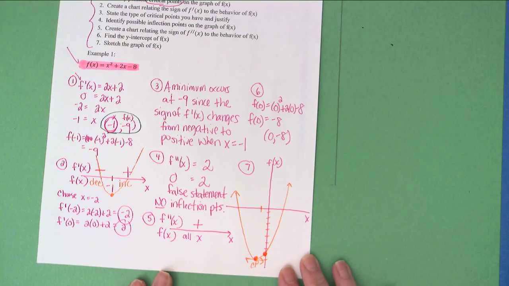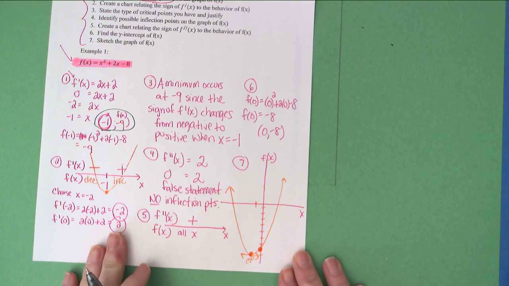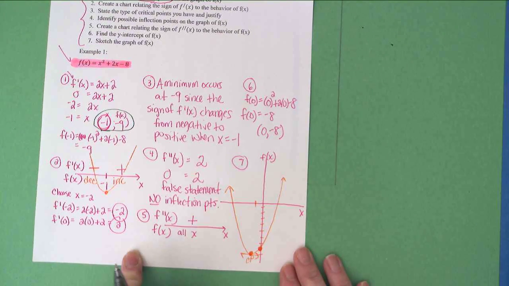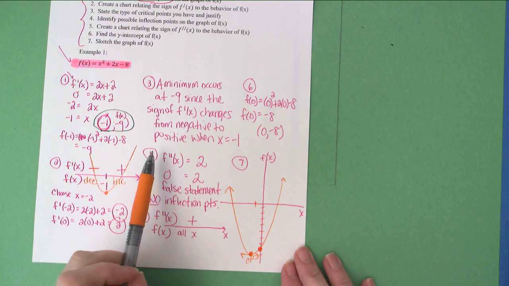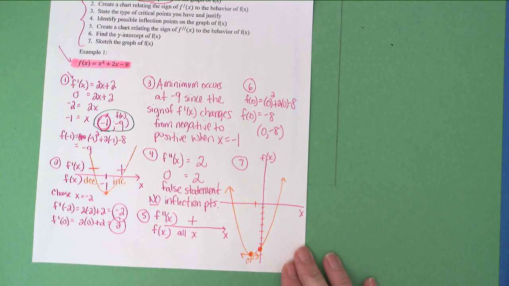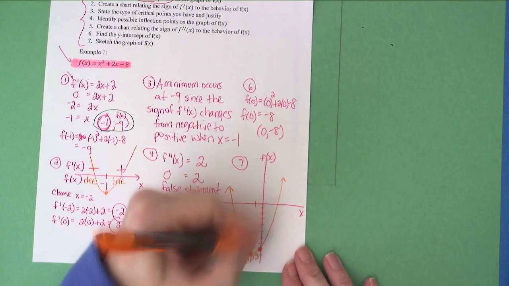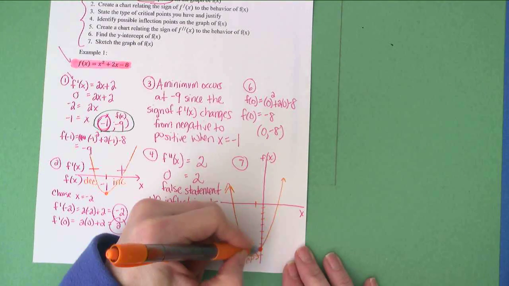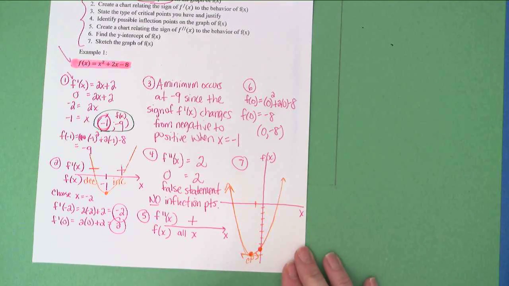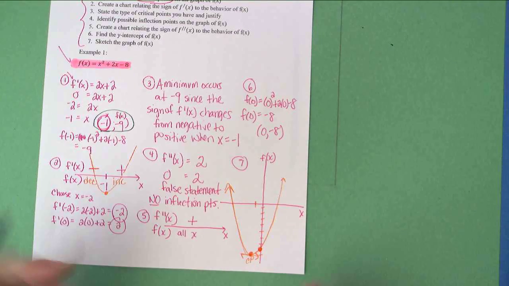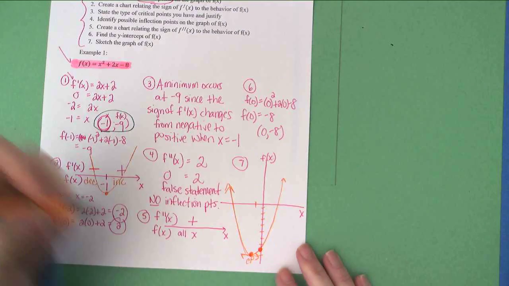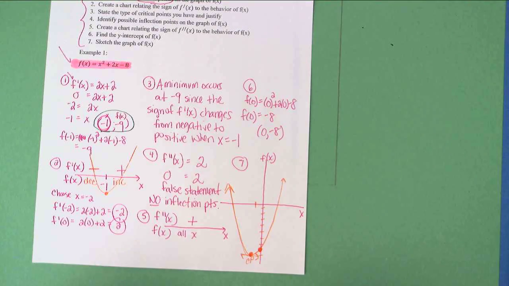Voila, I'm done. Now I can also check steps 4 and 5, I guess, to see, am I truly concave up all the time? And I am. I'm definitely concave up all the time. So that concludes it. So I just have my little quadratic function here, but I graphed it totally differently than I would have in Algebra 2.